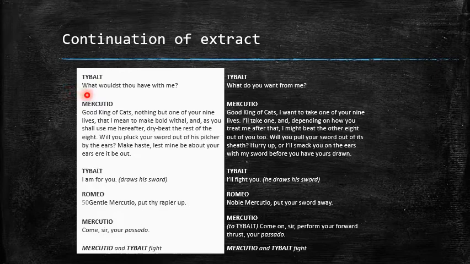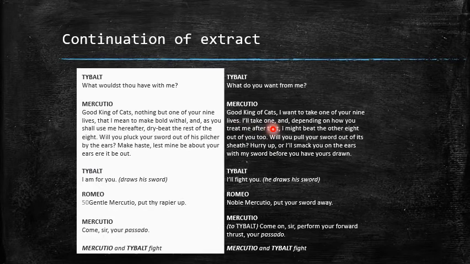So Tybalt says, "What wouldst thou have with me?" What he's saying is, "What do you want from me?" And Mercutio says, "Good king of cats, nothing but one of your 9 lives. That I mean to make bold withal, and as you shall use me hereafter, dry beat the rest of the 8." So what Mercutio is saying is, "Good king of cats, I want to take one of your 9 lives." So he calls Tybalt a cat, and he says he wants to take one of Tybalt's 9 lives.